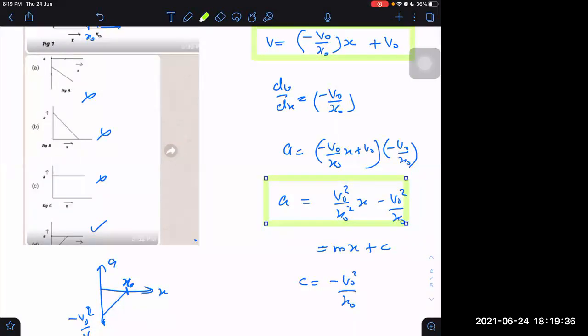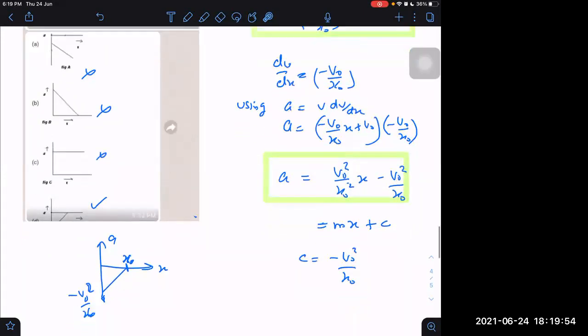Which formula are we using? v dv by dx. Using this one. Once we know acceleration is also linear in x, then we can know this is the slope and this is c, comparing with that. Okay, understood now, sir.